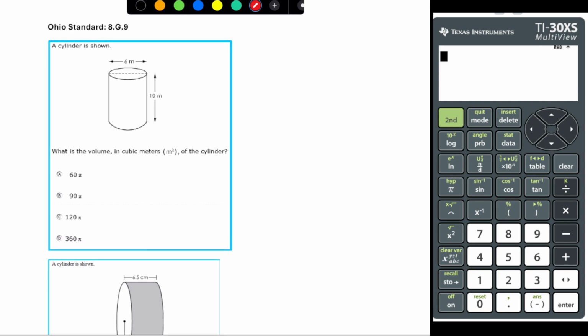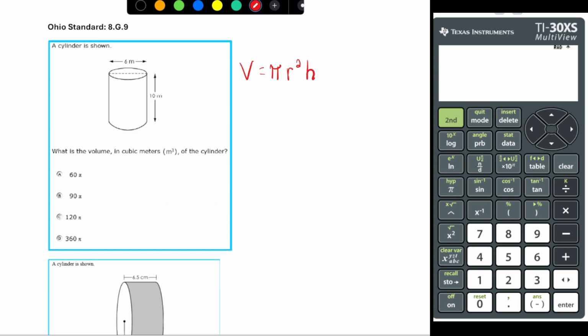Let's start. A cylinder is shown. What is the volume in cubic meters of the cylinder? Now, the reason we didn't go over volumes much in class was because it's really just find the formula and plug it in. The formula is on the reference sheet that you will have in front of you on the test. So the formula for the volume of a cylinder is pi times radius squared times height.